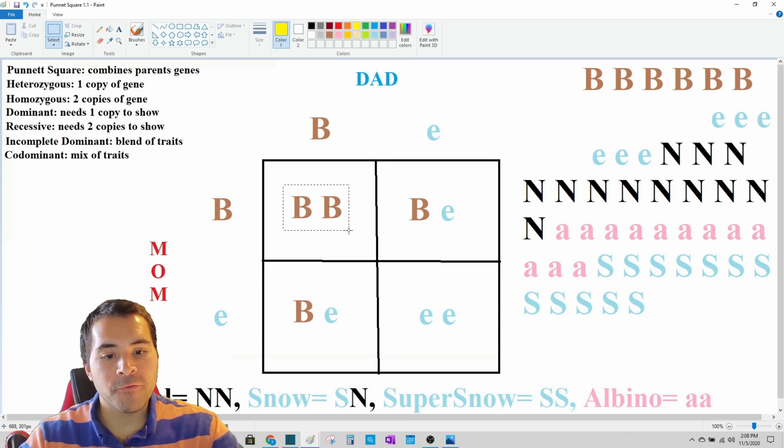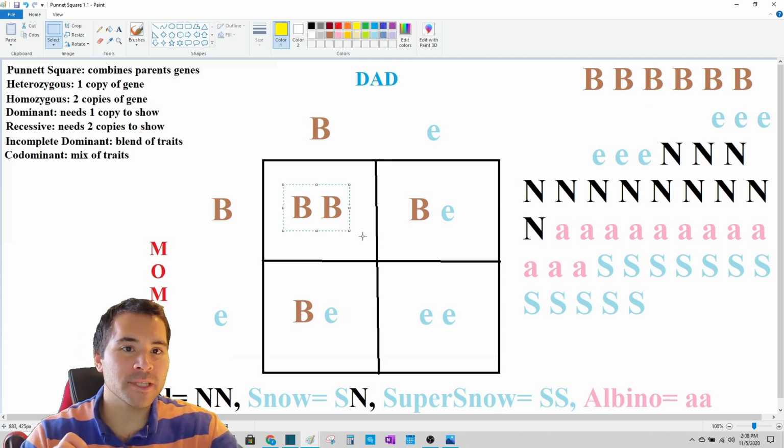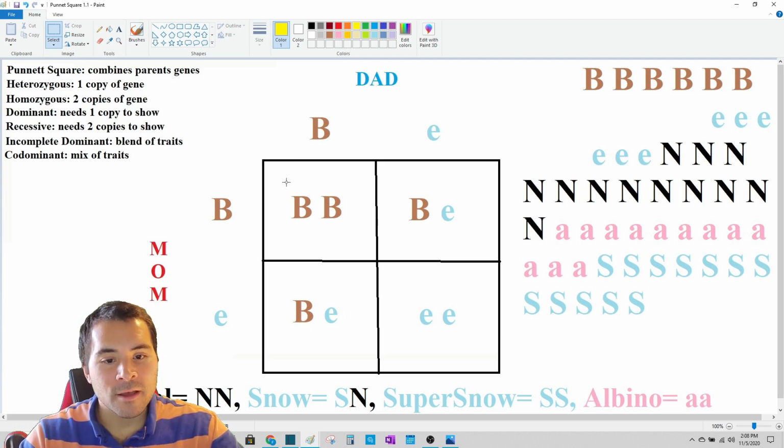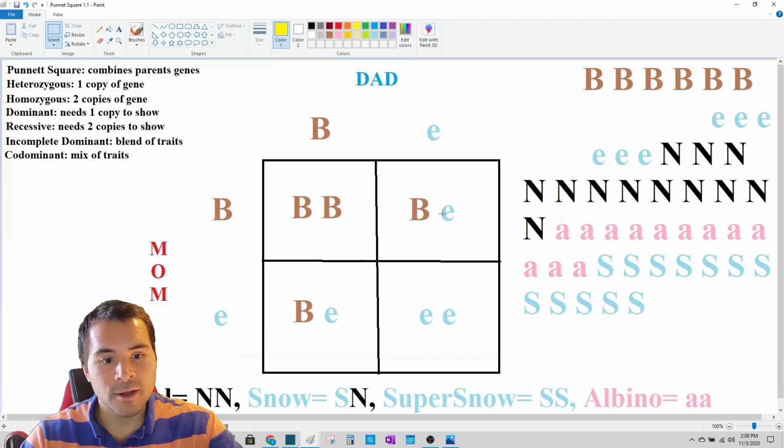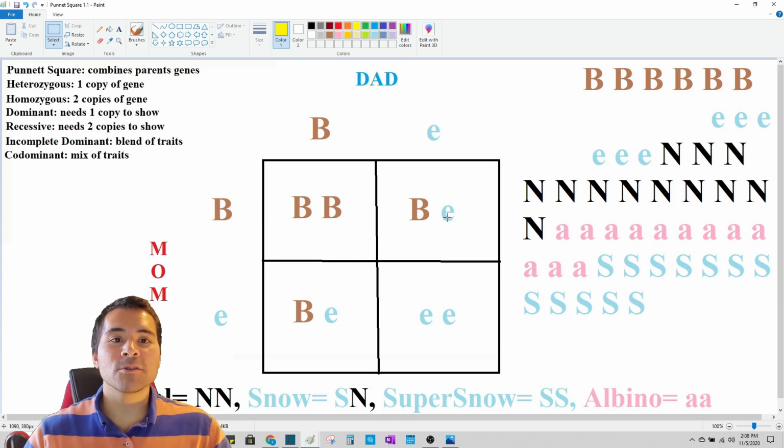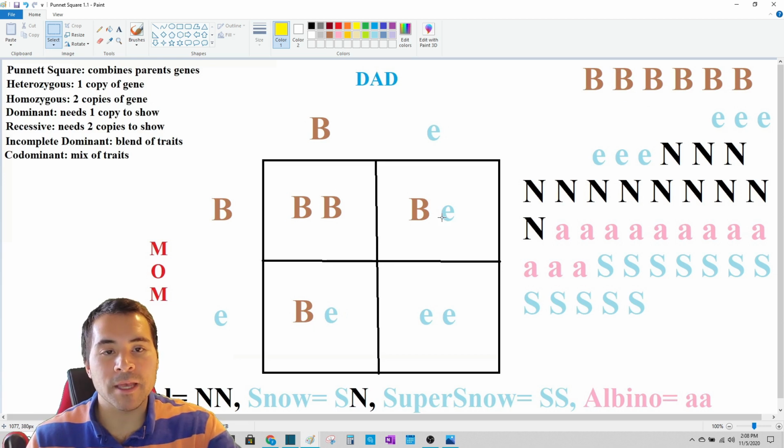1 out of 4 is 25%. 25% of your parents' children will have capital B, capital B. What happens if you take 1 out of 4 plus 1 out of 4? You get 2 out of 4, which is also 1/2. So see, half of the children here have capital B, lowercase e. Half is 50%. So you can also say 50% of my parents' children are going to have capital B, lowercase e.